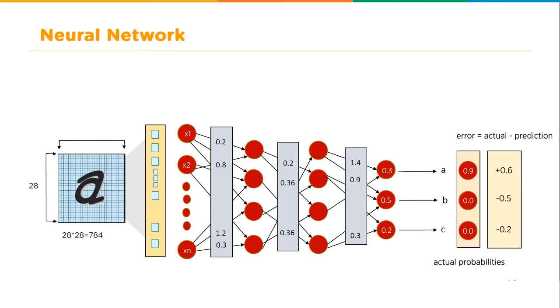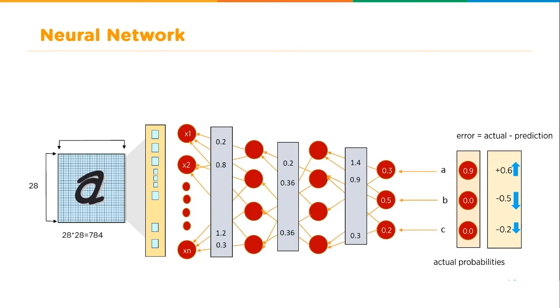Our network predicts the input to be A with a probability of 0.5. The predicted probabilities are compared against the actual probabilities, and the error is calculated. The error is simply the actual minus predicted. You can see here we know it's not C, so it's a -2. We know it's not B, so it's a -0.5, but we do know that it is A, so we go ahead and set it to 0.6. The magnitude indicates the amount of change, while the sign indicates an increase or decrease in the weights.